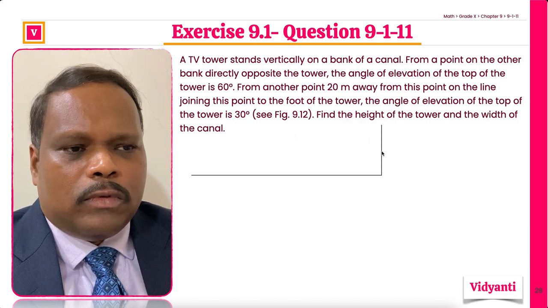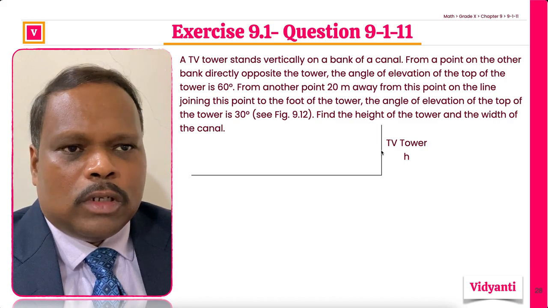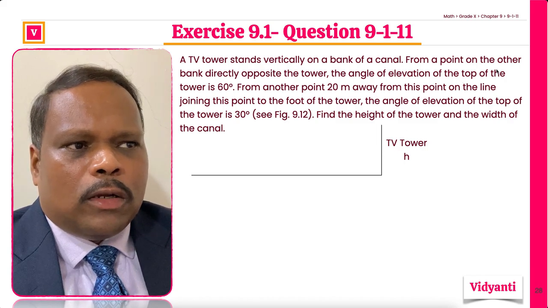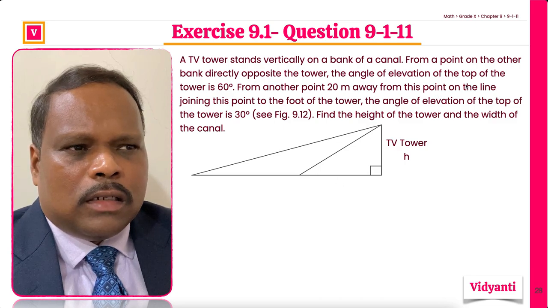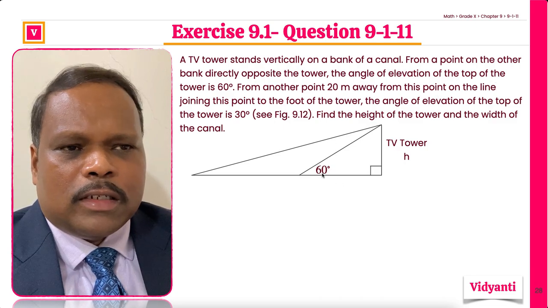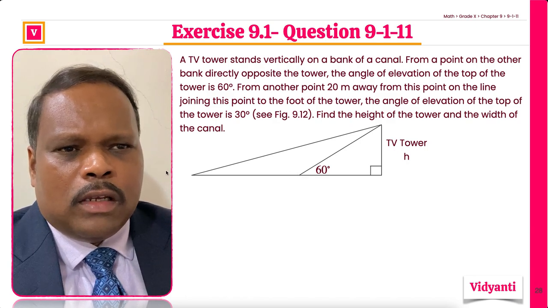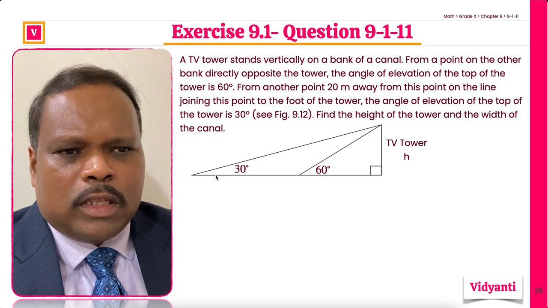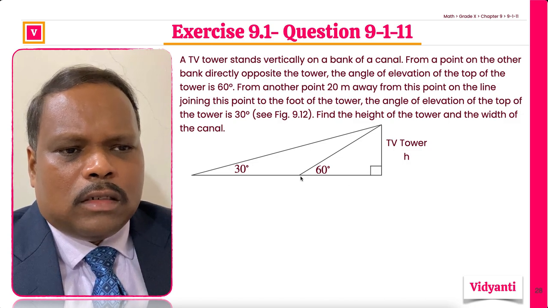A TV tower. Well, this is the TV tower. It's vertical, and the height we don't know, so h. From a point on the other bank. Okay, so let's say this is the other side, so this is the canal. The angle of elevation is 60 degrees. Now the person walks 20 meters away, and the angle of elevation becomes 30 degrees. So this is the TV tower directly on one side of the bank of the river or canal, and the other side of the river gives you the 60 degree angle.